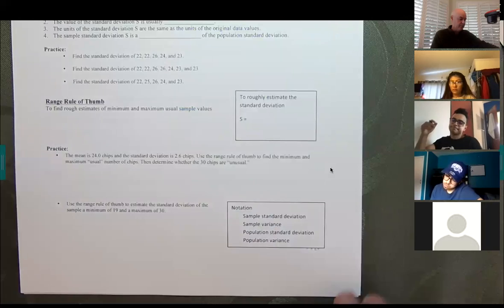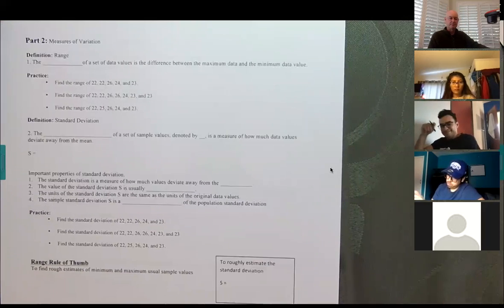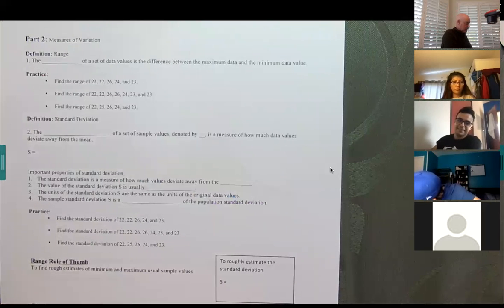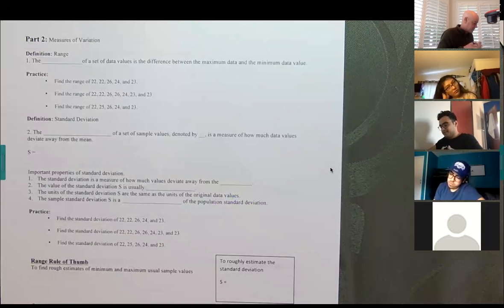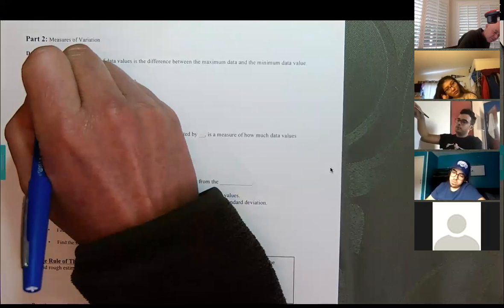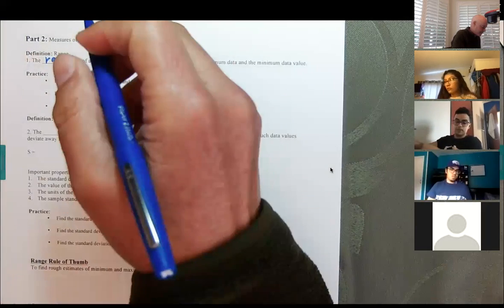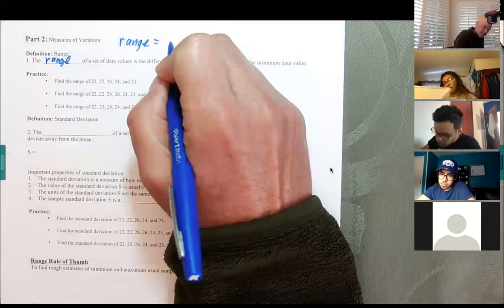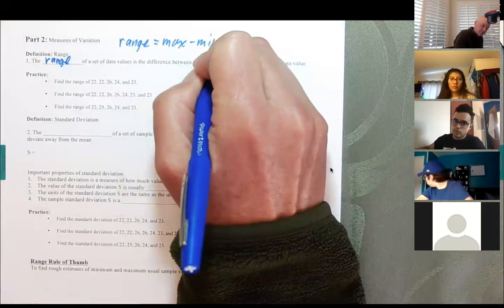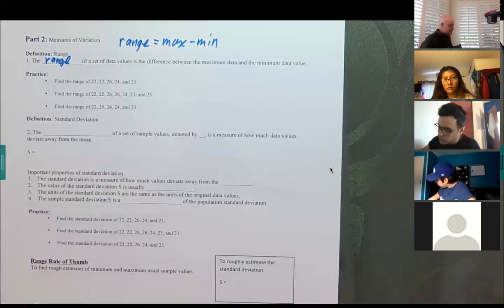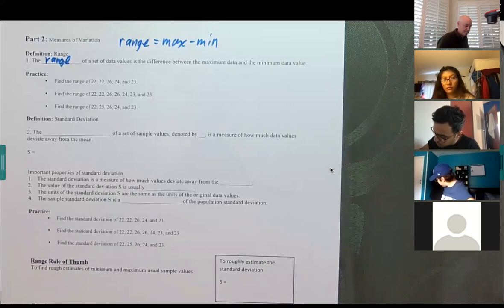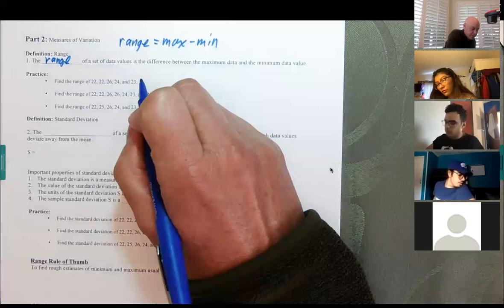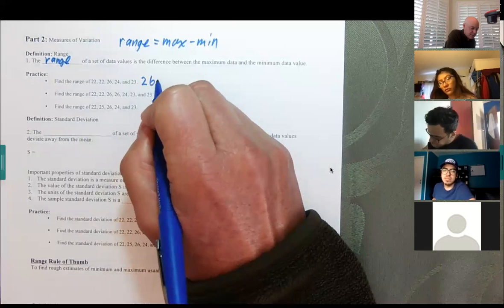All right. Here now, measures of variation. We're going to start with the range. The range is the max minus the minimum. For example, with this example, the max in this case is 26, the minimum is 22.